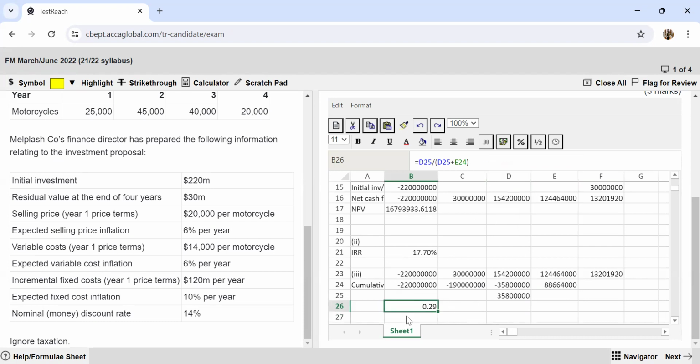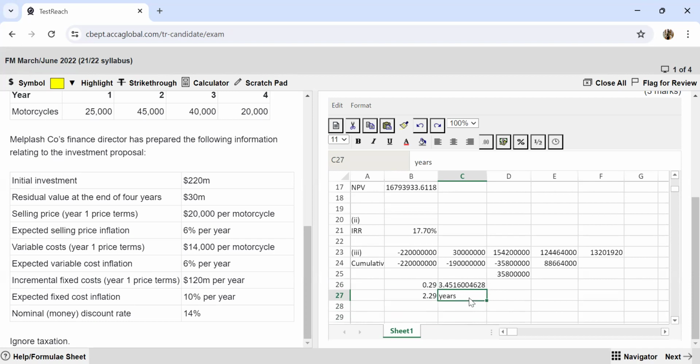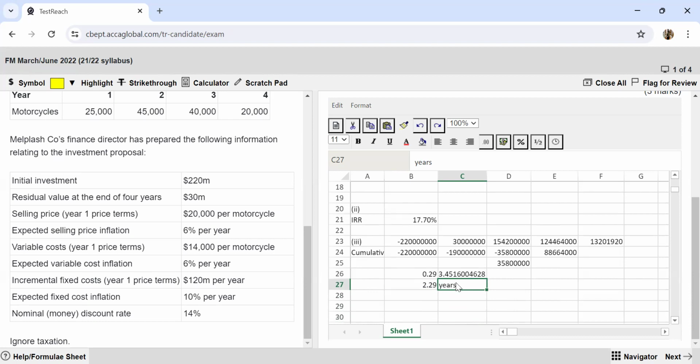So you can say that it's roughly taking you 2.29 years, or you can also say 2.3 years roughly. And if you multiply this by 12, you will get the number of months also. So it's roughly taking you 2 years and 3 months to recover your initial investment. Now, this is how you can calculate your part 3. Now, let's move ahead to part 4.